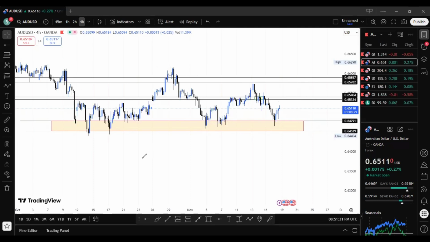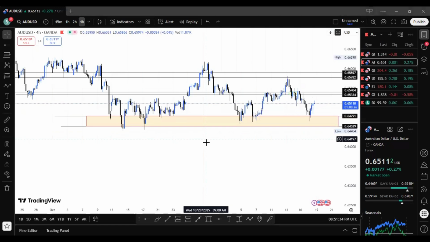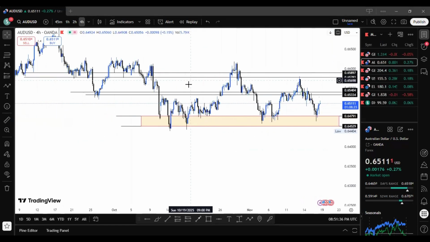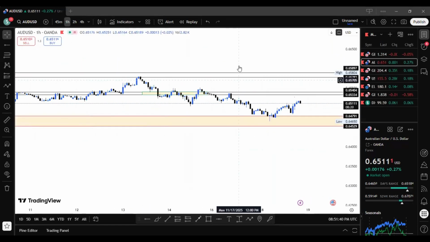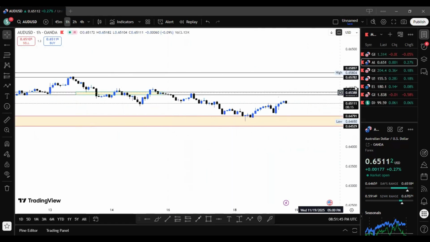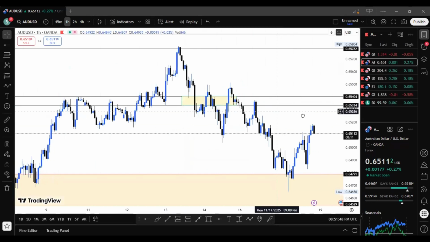So I'm not looking to rush my trade. Upon having my support drawn already and my resistances drawn already, I'll just zoom down to the 1 hour time frame to find an entry trigger. So on the 1 hour time frame, for instance, let's see something.